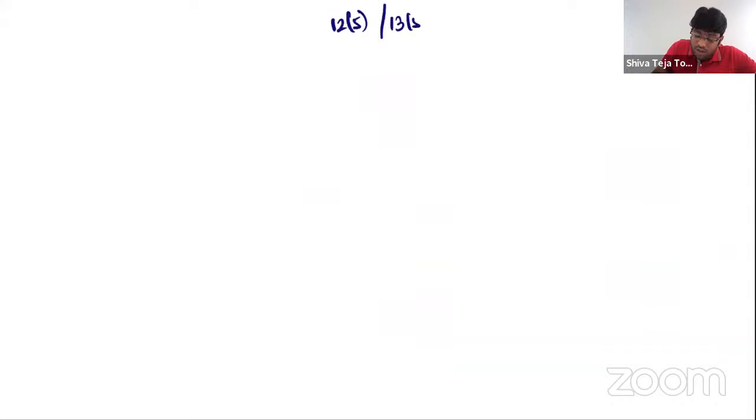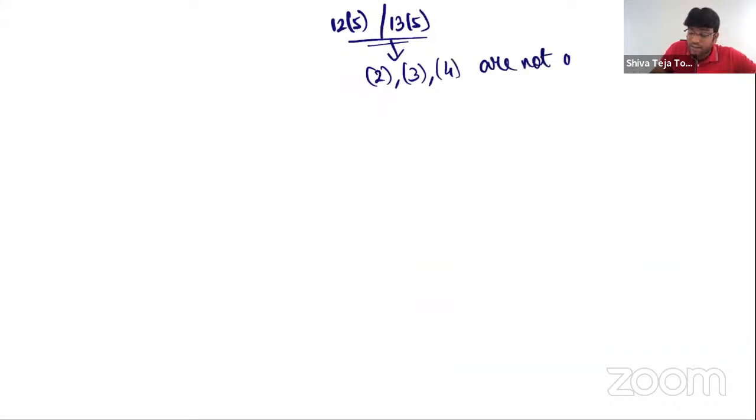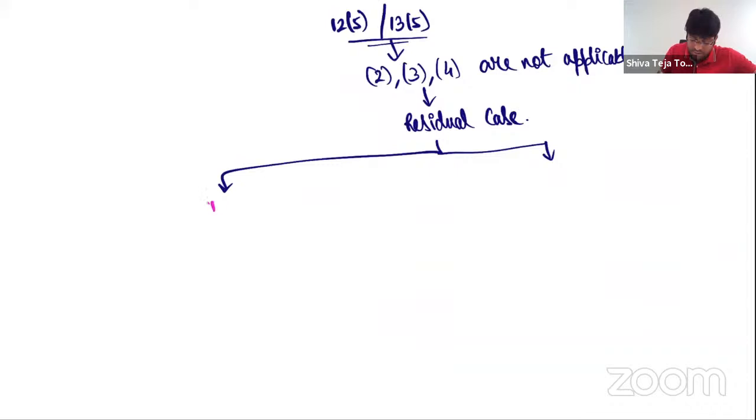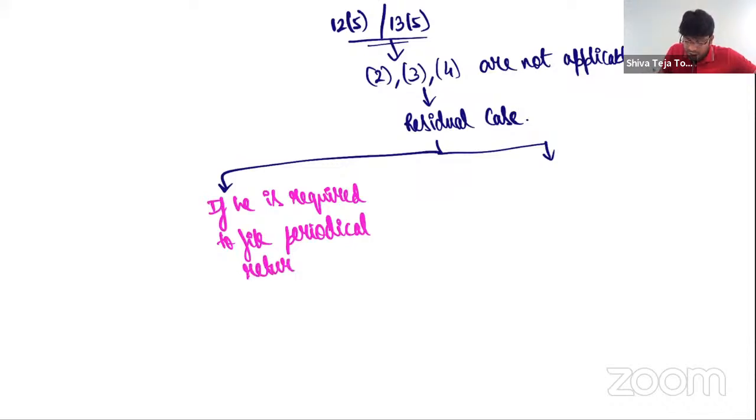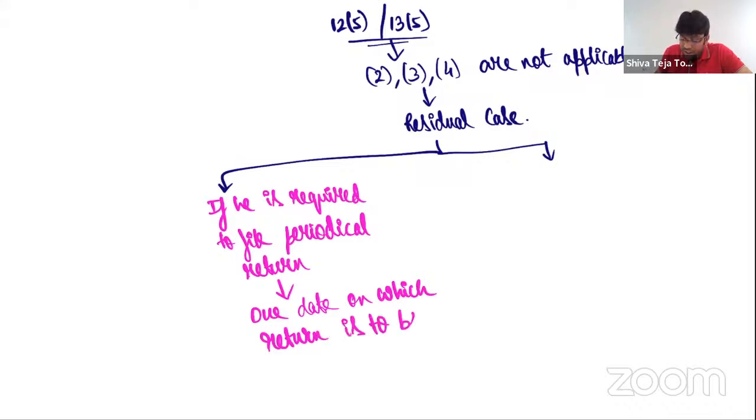Then 12.5 or 13.5, where 2, 3, 4 are not applicable. It is something like a residual case. See the first one: if he is required to file a periodical return, then the due date on which the return is to be filed. If it is required to file a periodical return, the answer is the due date on which the return is to be filed.